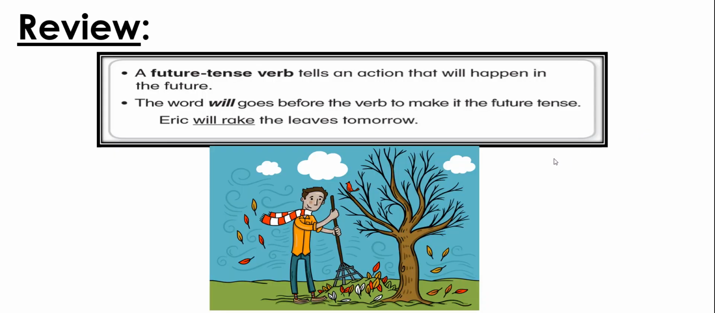So when we talk about the future, we use the future tense. Let's read this together. A future tense verb tells an action that will happen in the future. The word will goes before the verb to make it in the future tense. For example, Eric, which is this boy, will rake the leaves tomorrow. So the action is rake and will is the future tense. So we add will before the action, before the verb, to make it future tense.